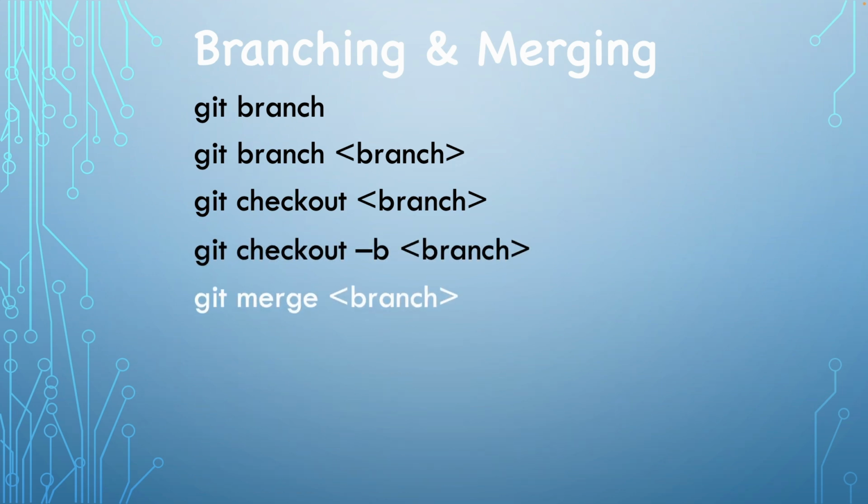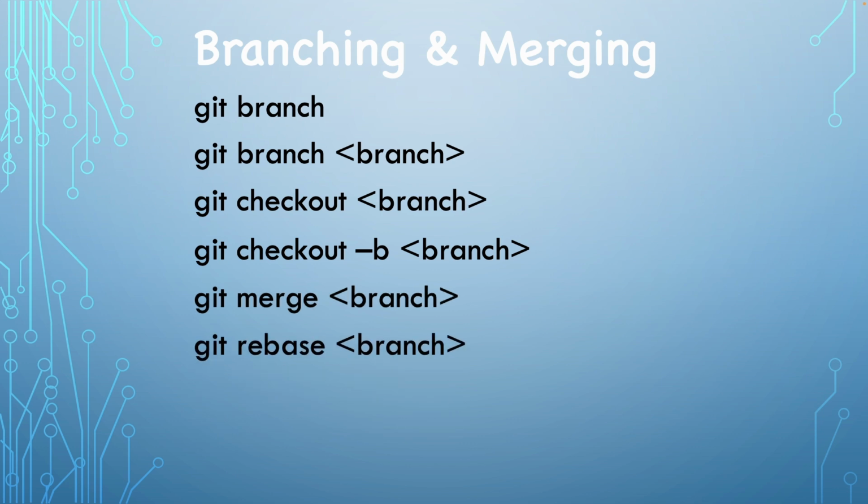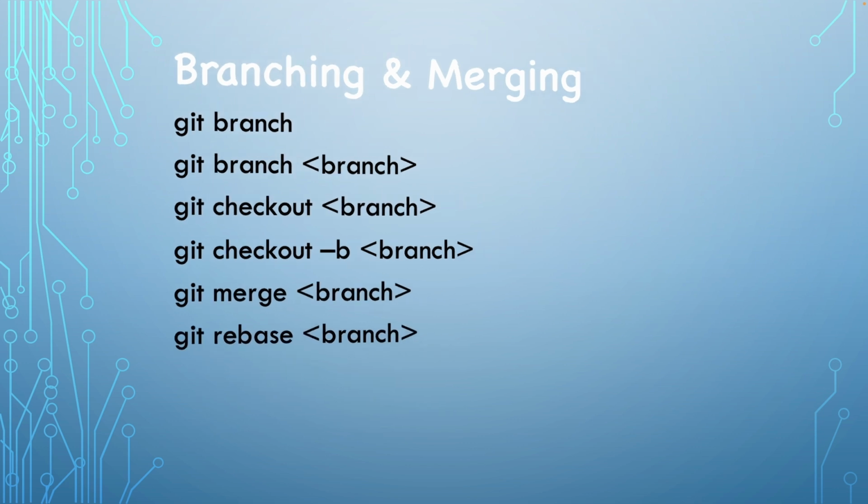To merge a branch into the current branch, git merge branch. To reapply commits from one branch into another one, git rebase branch.